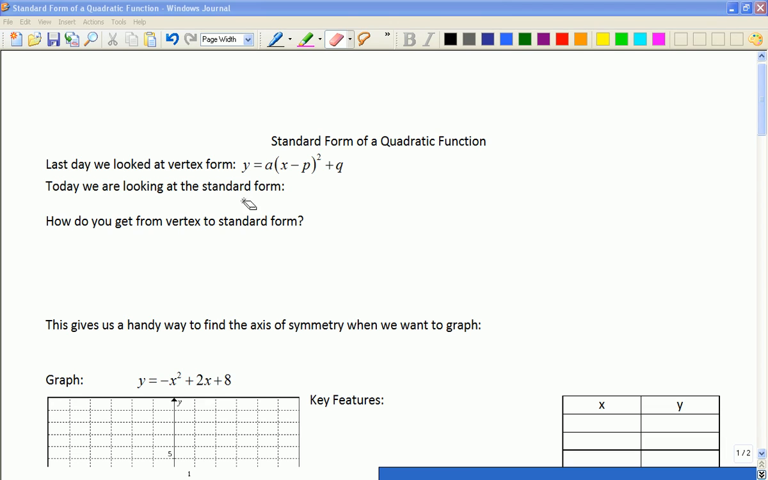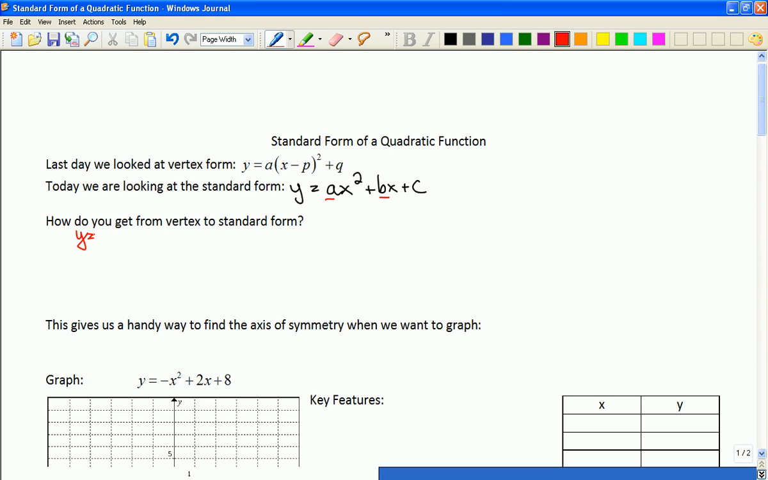So for today's topic, what we're going to take a look at is the standard form. Last day when we were looking at vertex form, this is what the standard form looks like. So it's when we expand the equation and collect like terms so that we just have three coefficients, one for x squared, which is a, one for x, and then a constant. So we'll talk about some of the advantages of using standard form here. But first, let's take a look at how we get from vertex form into standard form.